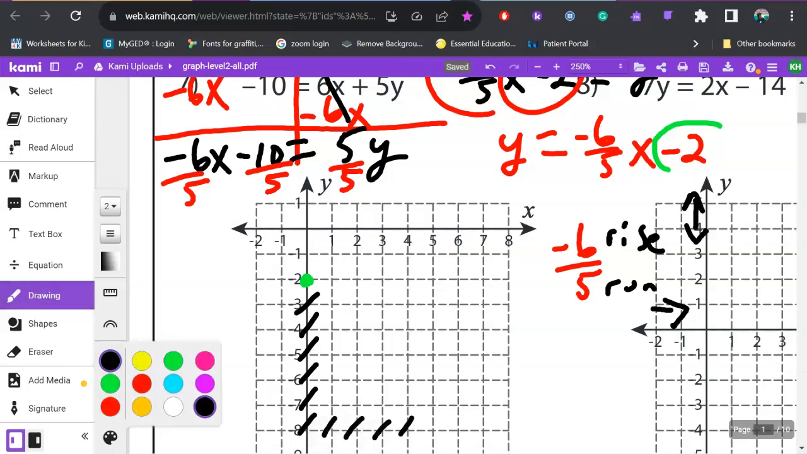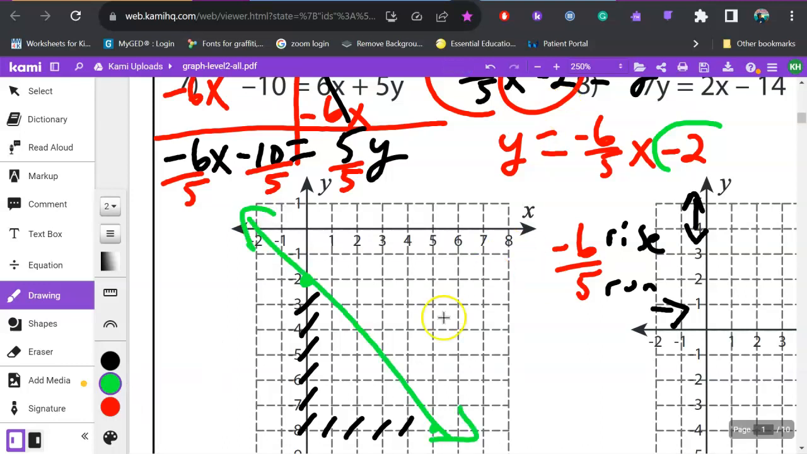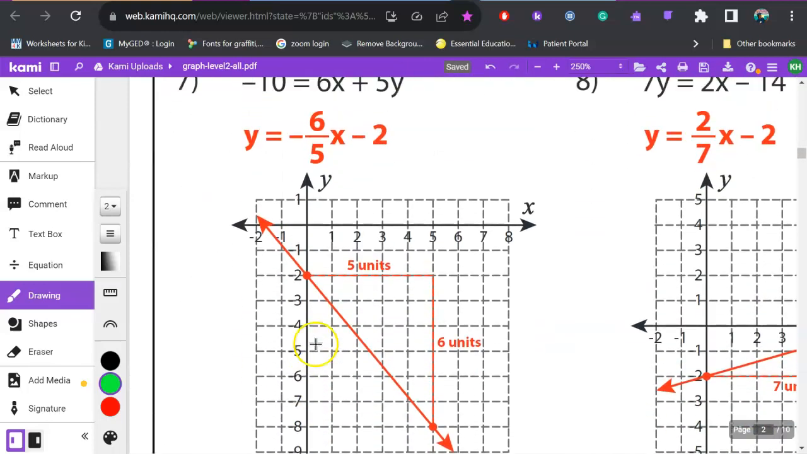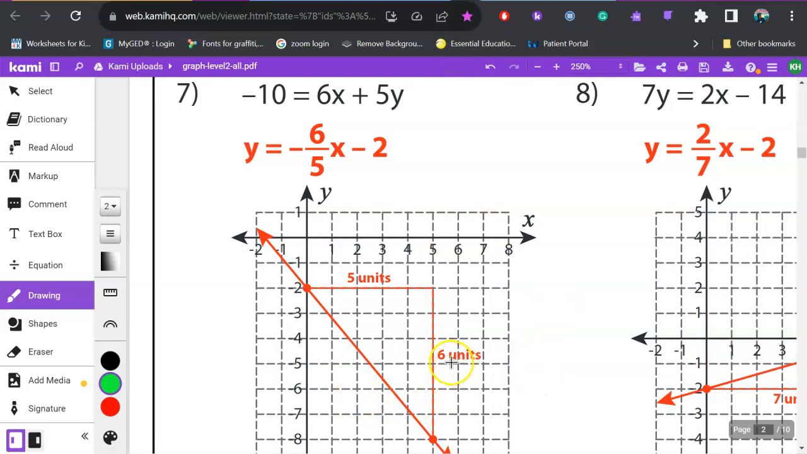1, 2, 3, 4, and 5. There it is, creating your line like this. And there's your slope of a line, just like that. And as you can see, just like we have from here. Okay, starting at -2, rise -6, run 5.